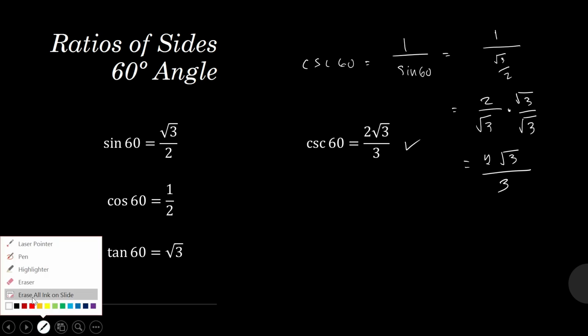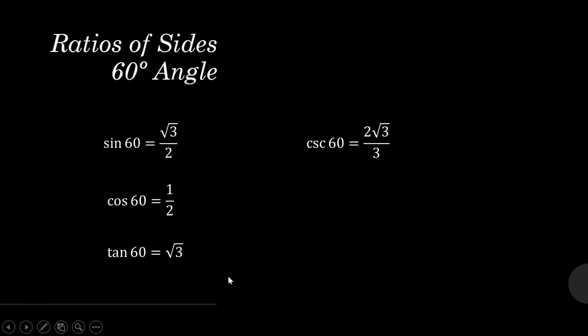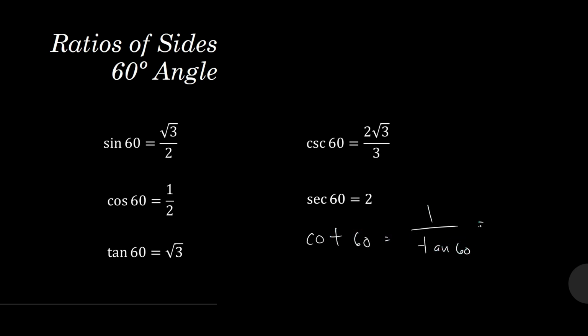The reciprocal of cosine is secant, and obviously the reciprocal of cosine of 60 degrees is 2. So secant of 60 degrees is 2. What about tangent? What is the reciprocal of tangent? It's cotangent. 1 over square root of 3. And of course, you know what will happen. We shall rationalize the denominator. Okay, and so this becomes square root of 3 over 3.